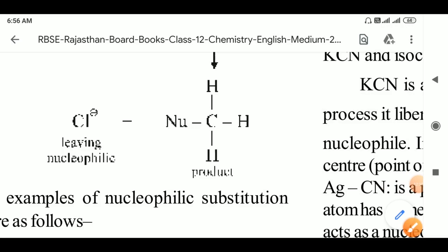In your copy, please compare the SN1 reaction and SN2 reaction. Write a maximum of 5 points on the difference between SN1 and SN2 reactions.